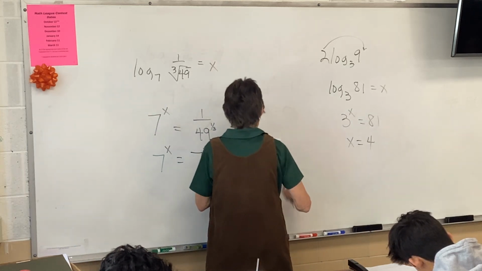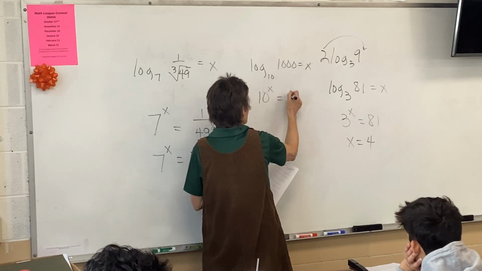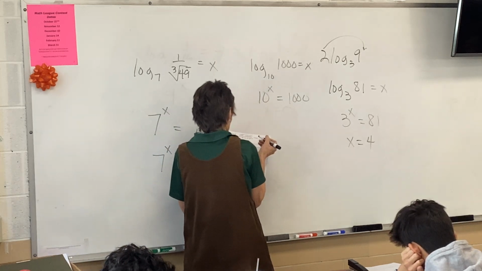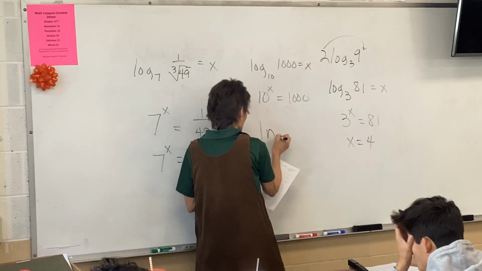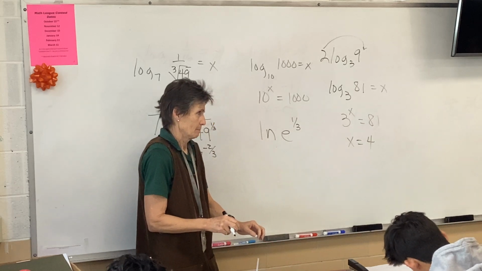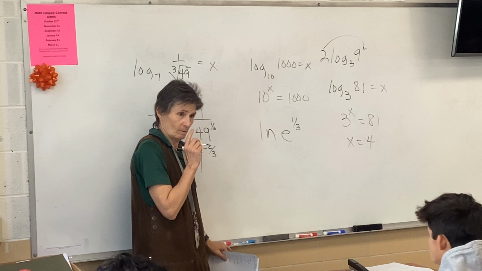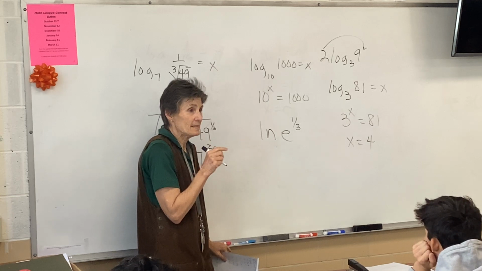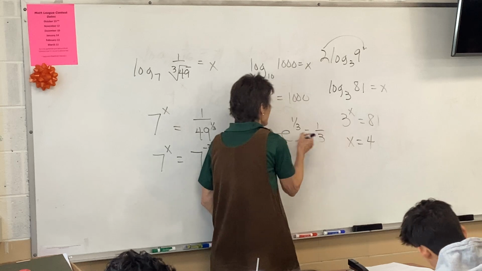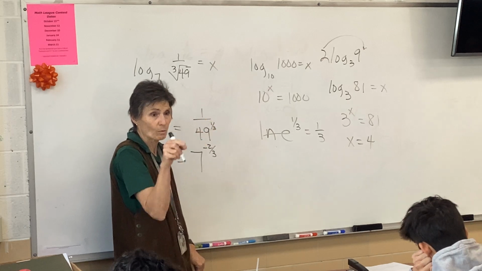Remember, if there's no base, it's automatically a 10. So we want to know what power we have to raise 10 to get 1,000, and the answer is 3. This one you can do a couple of different ways, but if you think of it as ln e to the 1/3. Okay, so we know that ln and e, when they touch each other, do what? Cancel. So the answer to the problem is just going to be 1/3. Where did that 1/3 come from? Cube root. Remember, cube roots are 1/3, square roots are 1/2, and so on.